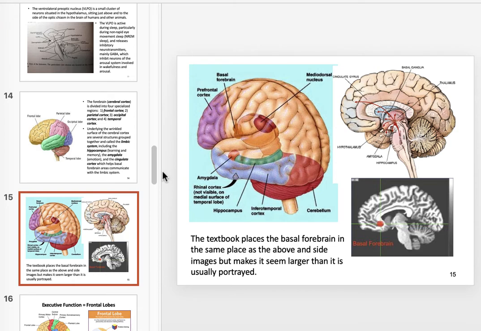Now don't worry, there's not going to be an exam where I put up an image of the brain and you have to figure out which structure is which. What I'm most concerned with is you realizing that these structures are close together so they can interact easily, and also which structures do which things.